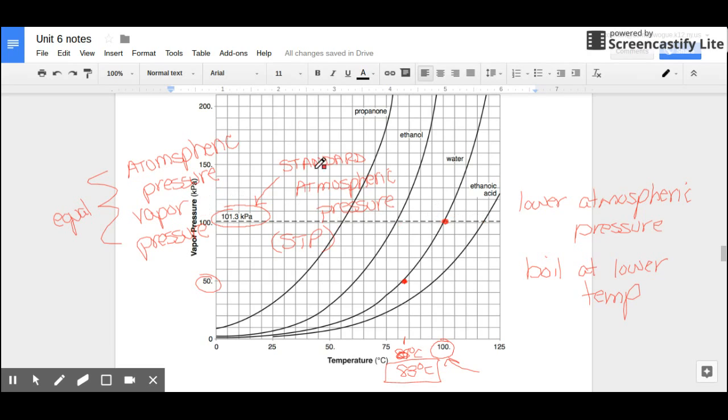So just keep in mind a couple of things here. If atmospheric pressure and vapor pressure are equal, you're at your boiling point. If you lower your atmospheric pressure, basically you lower your vapor pressure as well, because they're equal to each other, so you're going to boil at lower temperatures. Okay? All right, all good.